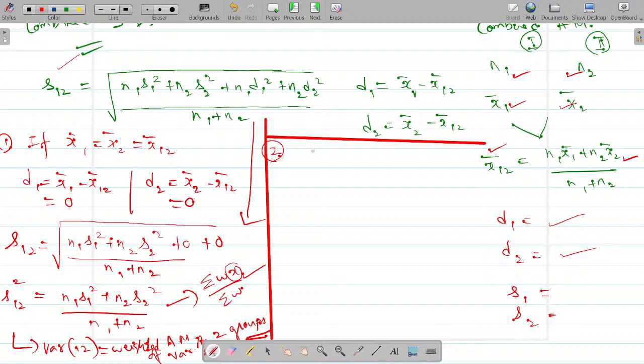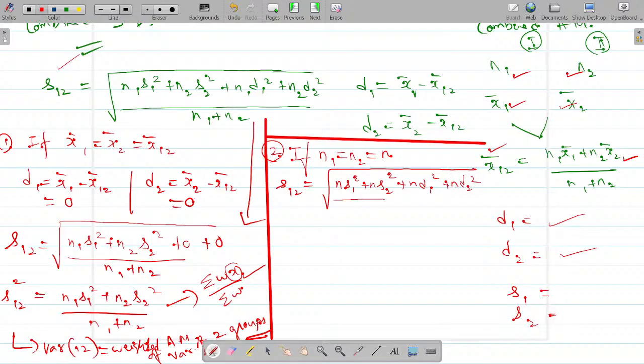Case 2. In case the sizes of the two groups are the same, which means N1 is equal to N2. For convenience sake, we take it as N itself. What will happen? Please join. S12 is equal to root of N S1 square, because N1 is the same as N. Likewise, N S2 square plus N D1 square plus N D2 square, the whole divided by N1 plus N2.